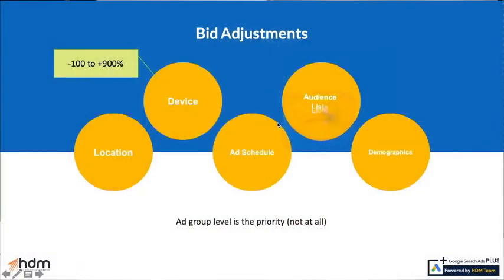And this happens. What can you use bid adjustments for, guys? You can use bid adjustments for location. You can use bid adjustments for devices. You can use bid adjustments for ad schedules. You can use them for your audience lists that were shown in previous videos. And for your demographics. For example, if someone's age is a certain amount, I want to bid higher or lower. These are the cases where you can adjust with bid adjustments.